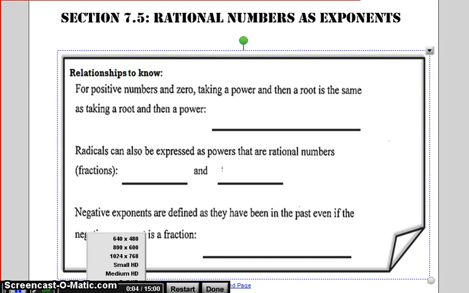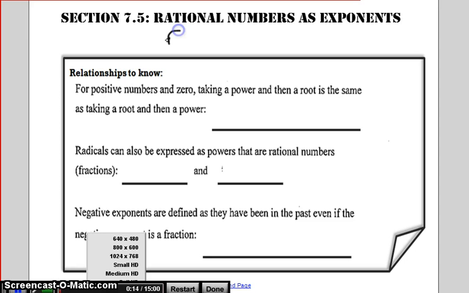As you can see, we're going to be dealing with section 7.5, which is on rational numbers as exponents. Remember, rational means fraction. Exponents that are fractions. So we've got a little history on this. Let's go ahead and take it to the next level.